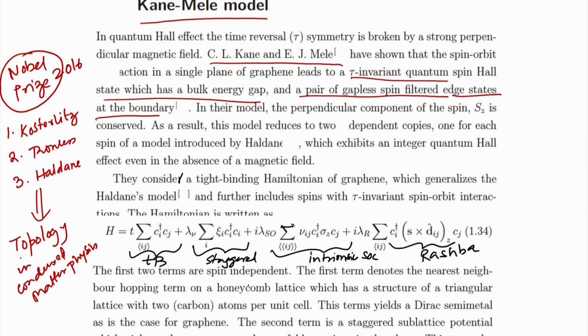So, the first two terms are spin independent. The first term we have already been exposed to when we did the tight binding model. It is a nearest neighbor hopping term on a honeycomb lattice, which is a structure of a triangular lattice with two carbon atoms per unit cell. This you already know. The term yields a Dirac semi-metal, as is the case for graphene.